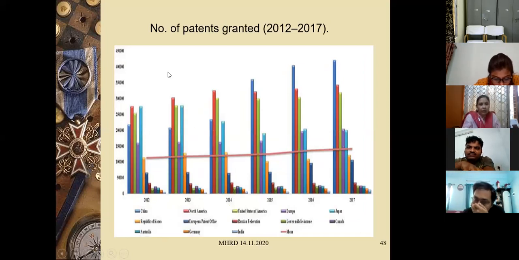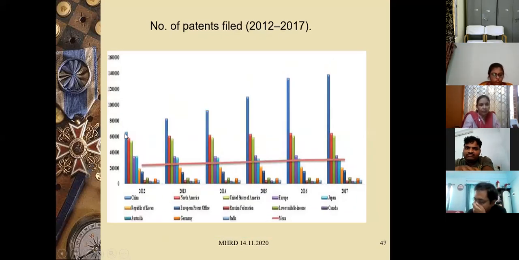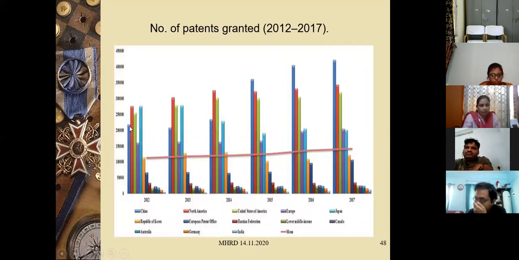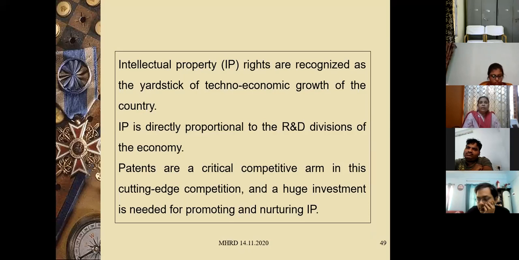But among all of that, not all patents will be granted. You can see the number of patents granted. Though in the previous slide the number filed by China was high in 2012, now you can see that they are not as high as the other countries. Then in 2017, you can see more and more have been awarded in China. So we can see a steady growth in the number of patents granted. Intellectual property rights are recognized as the yardstick of techno-economic growth of the country.